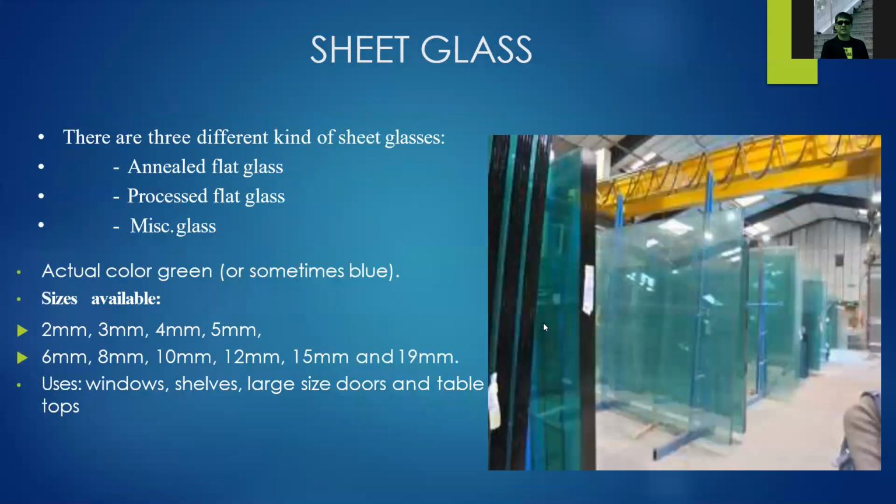For sheet glass, there are different types: annealed flat glass, processed flat glass, and miscellaneous glass. The actual color is green, but sometimes it is blue. The sizes available are about 2 millimeters up to 19 millimeters. It is used for windows, shelves, large doors, and tabletops. So this is the sheet glass.